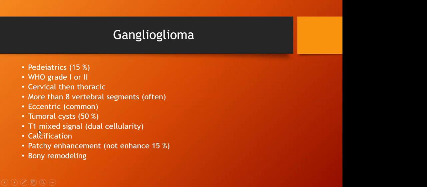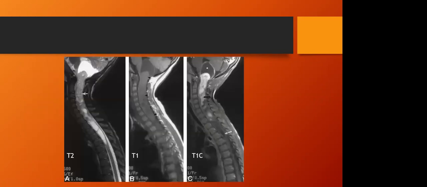The characteristic feature of ganglioglioma is the mixed signal in T1 due to the dual cellularity, because it contains gangliocytes and glial cells. Calcification is common, and calcification is pathognomonic for ganglioglioma in these cases. Enhancement could be patchy, and 50% of the ganglioglioma does not enhance. Bone remodeling also is common.